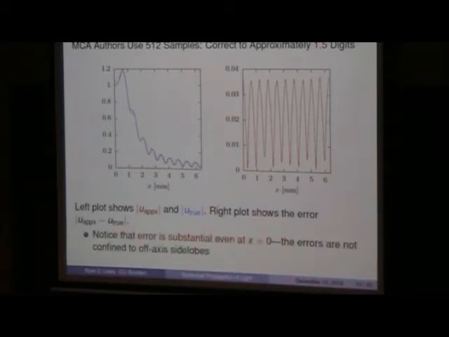The thing to notice is that the error is substantial right at x equals 0. That's right on the optical axis. You might hope that the errors are confined to the off-axis side lobes where you're generally not so interested in the answer, but that's simply not true. The error is of about uniform magnitude everywhere. It's substantial right on the optical axis. So the accuracy is not great, but it's not terrible either. A reasonable thing to hope is that by increasing the number of samples, you would get a more accurate answer.